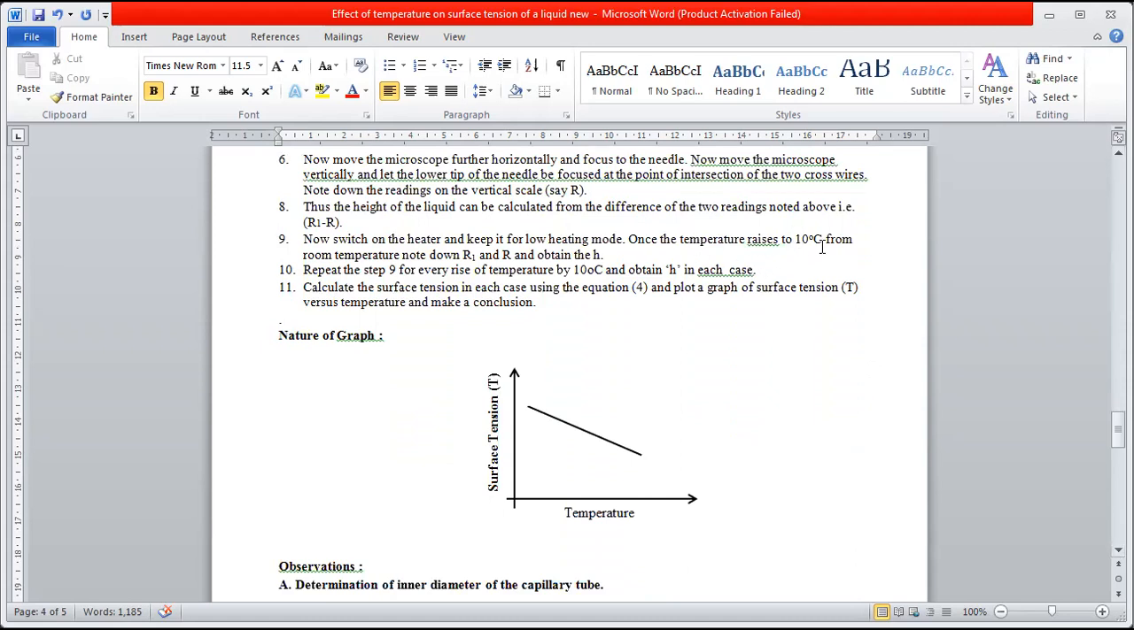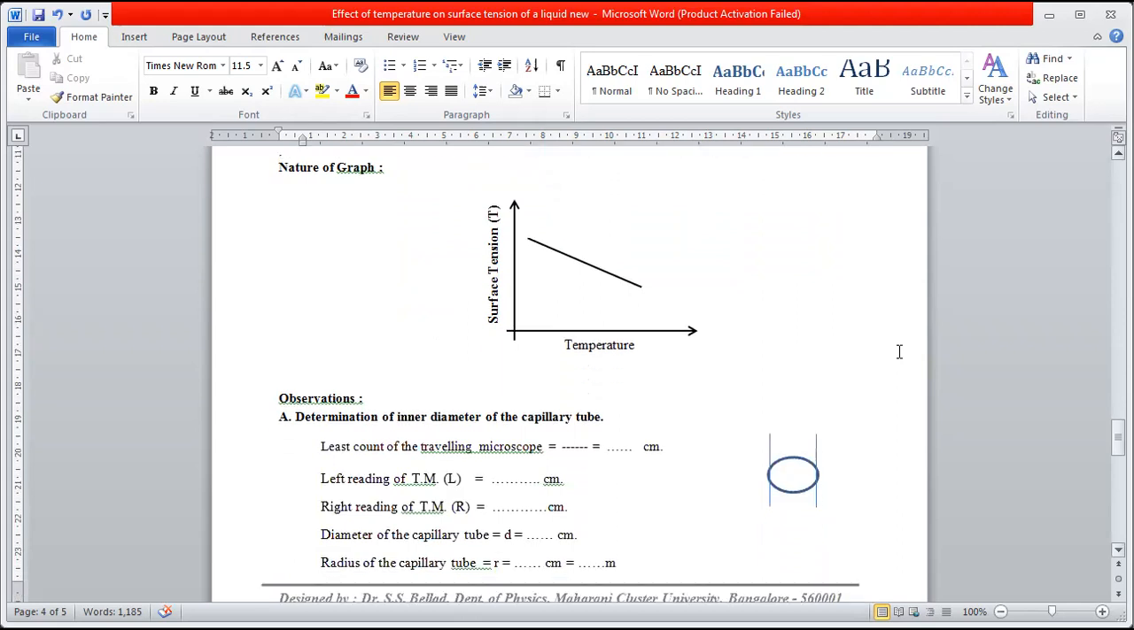So once the temperature rises by 10 degrees centigrade from the room temperature, note down R1 and R2 and obtain the H. So this step is repeated for different rises of the temperature. That means we have to do this experiment for every rise of 10 degrees centigrade. And in each case, you obtain H, the height of the liquid inside the capillary tube. Then calculate the surface tension in each case using equation 4 and plot a graph of surface tension versus temperature and make a conclusion.